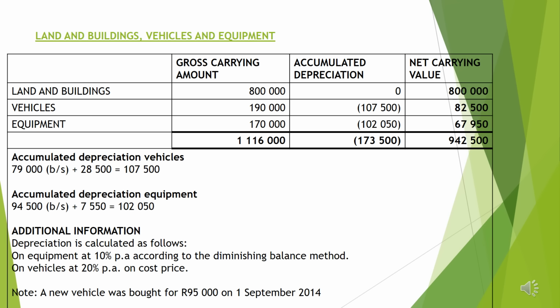Then when we want to calculate your net carrying value, you're going to say 170,000 minus 102,050, which is your accumulated depreciation, then you get 67,950. Then here you are able to make a clear comparison of what is presented on the pre-adjustment trial balance and what will be presented in your statement of financial position or balance sheet.